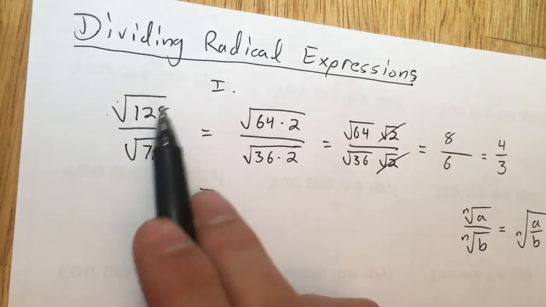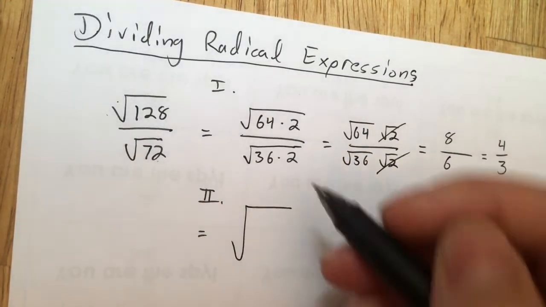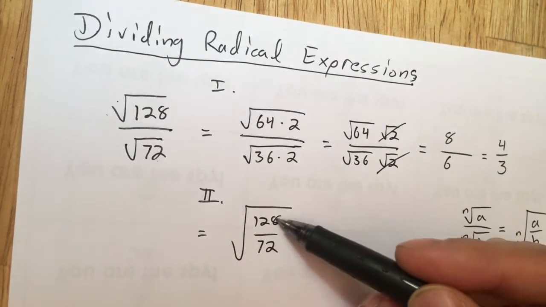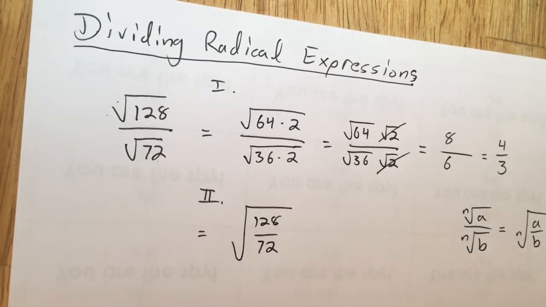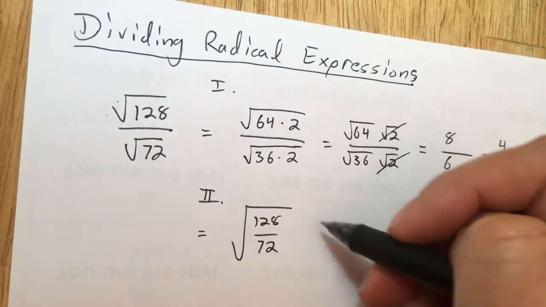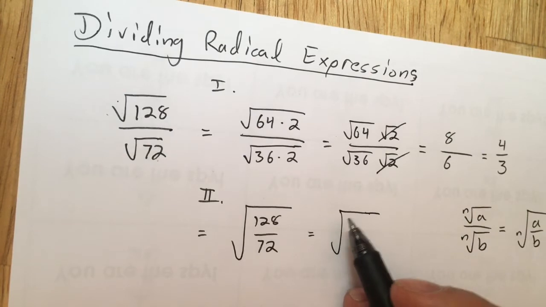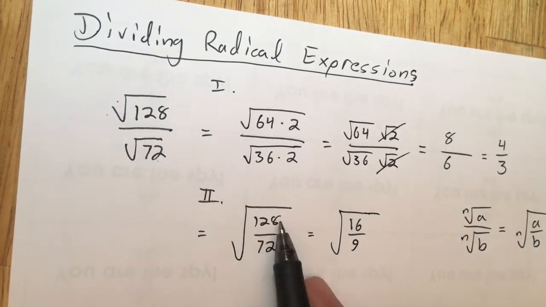So if I have the square root of 128 over the square root of 72, I can write that as just the square root of 128 over 72. And now I can simplify this fraction in here before I do anything else. 128 and 72 are both divisible by 8. If you divide 128 by 8, you get 16. If you divide 72 by 8, you get 9. So 128 over 72 simplifies to 16 over 9.